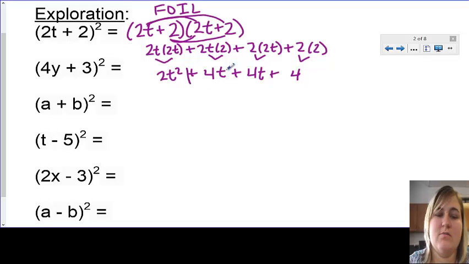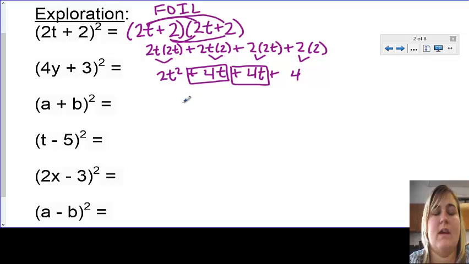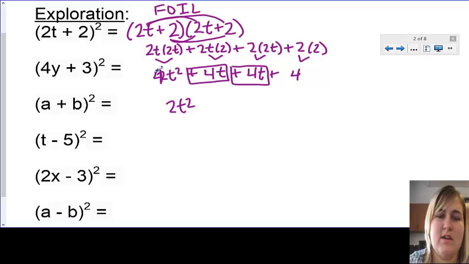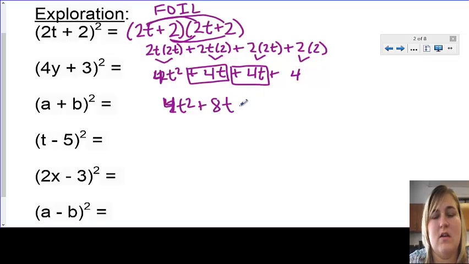Now I have like terms. Okay, so I have 2t squared. Whoops, it should not be a 2, that should be a 4. Catch me on that. I hope that you saw that and you thought, Mrs. Dotson, you're losing your mind. 4t squared plus 4t plus 4t gives me 8t plus 4. Okay, so this is my final answer for this.